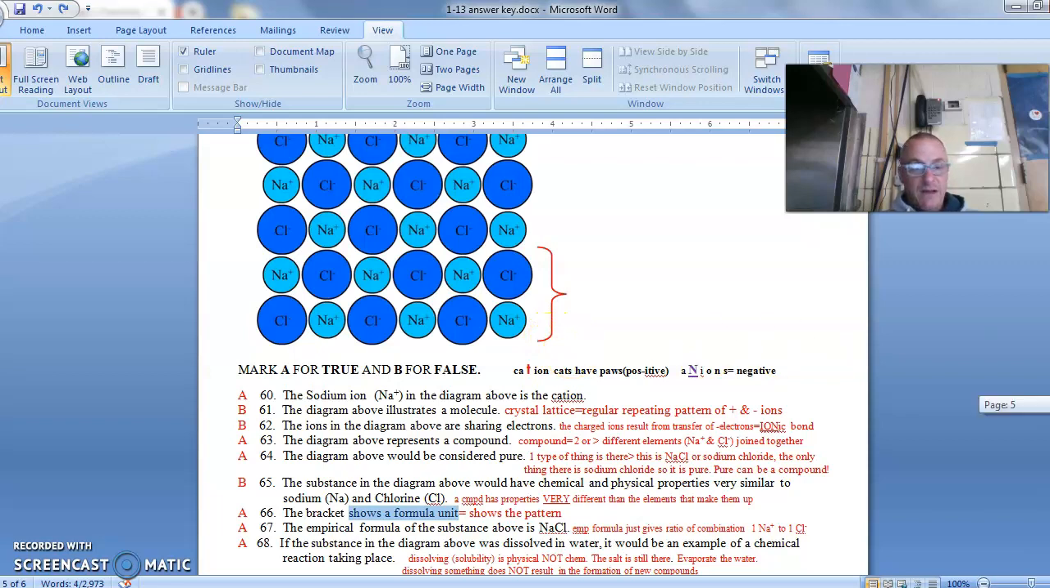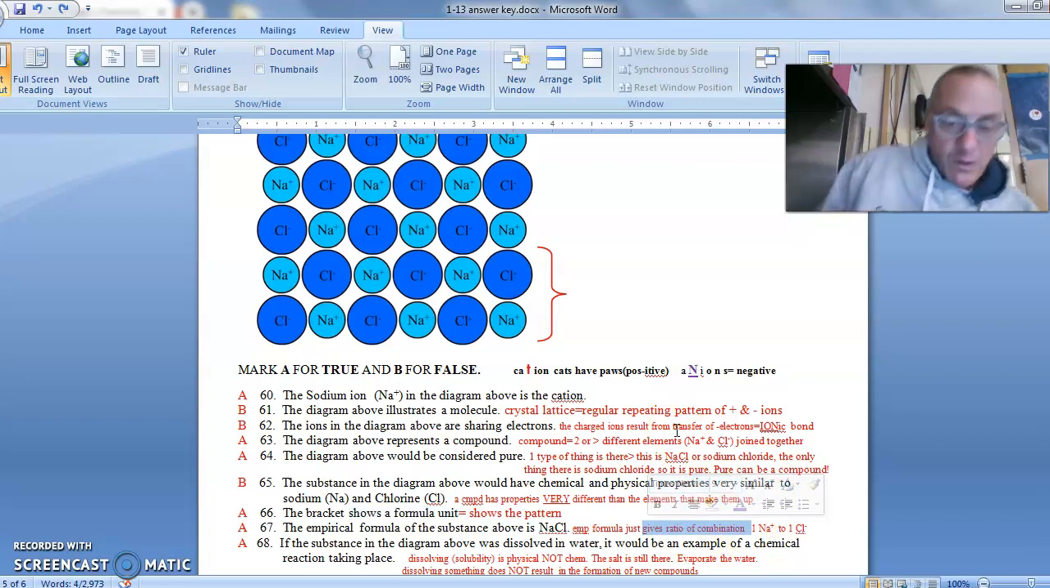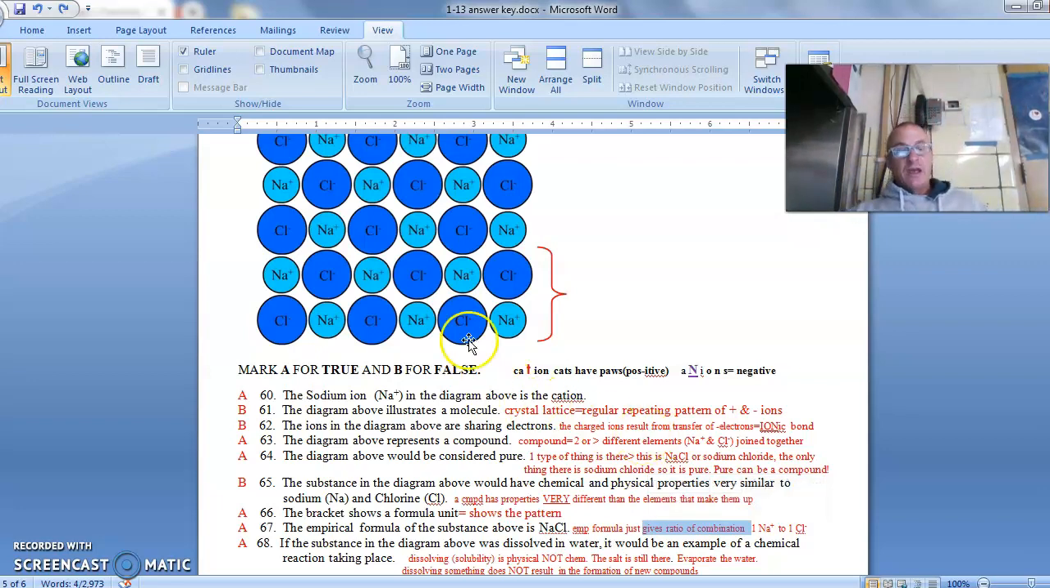Number 67, the empirical formula of the substance is NaCl. The empirical formula gives you the ratio that they've joined. The empirical formula is the ratios of sodiums to chlorides. In this crystal right here, for every one sodium, there is one chloride. So the formula is NaCl. You don't write Na1Cl1. It's understood to be there. Now, if there were two chlorides for every one sodium, then the formula would be NaCl2. You're just looking at how many sodiums there are for how many chlorides there are.